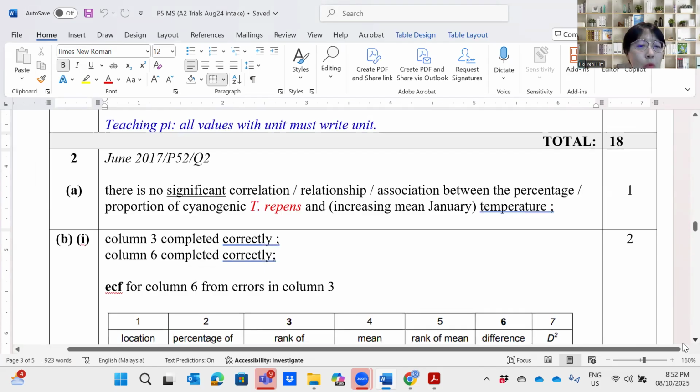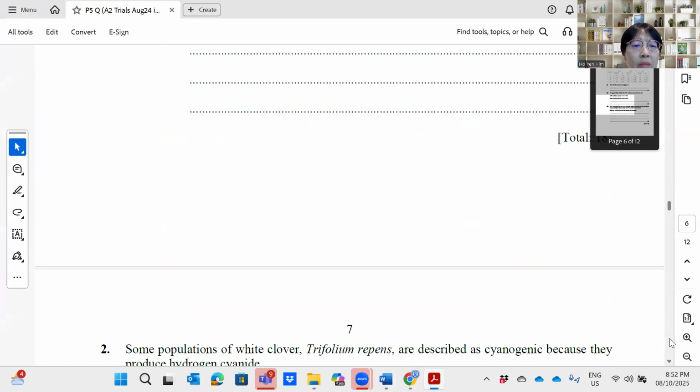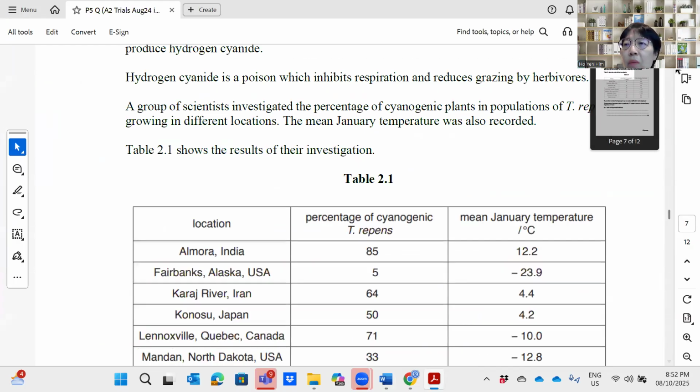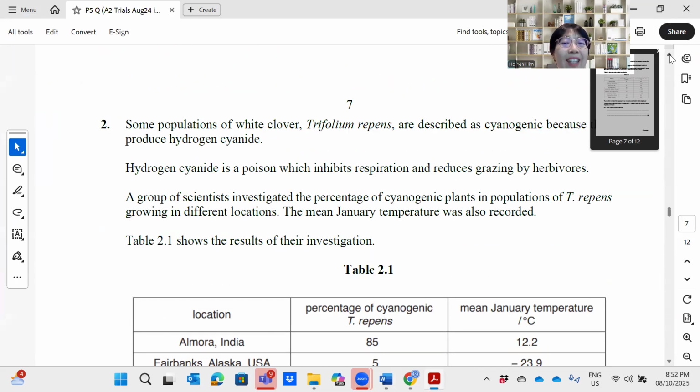Now, question number 2. So let's go to question number 2. Question number 2 is about ecological sampling. So again, it's statistical analysis, a lot of calculations. So let's look at the story and understand the story behind the question.